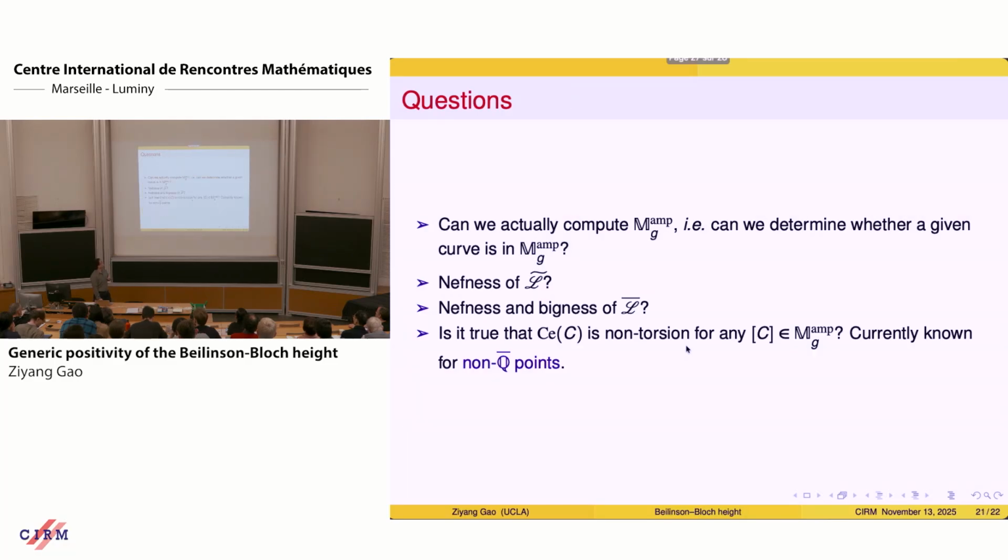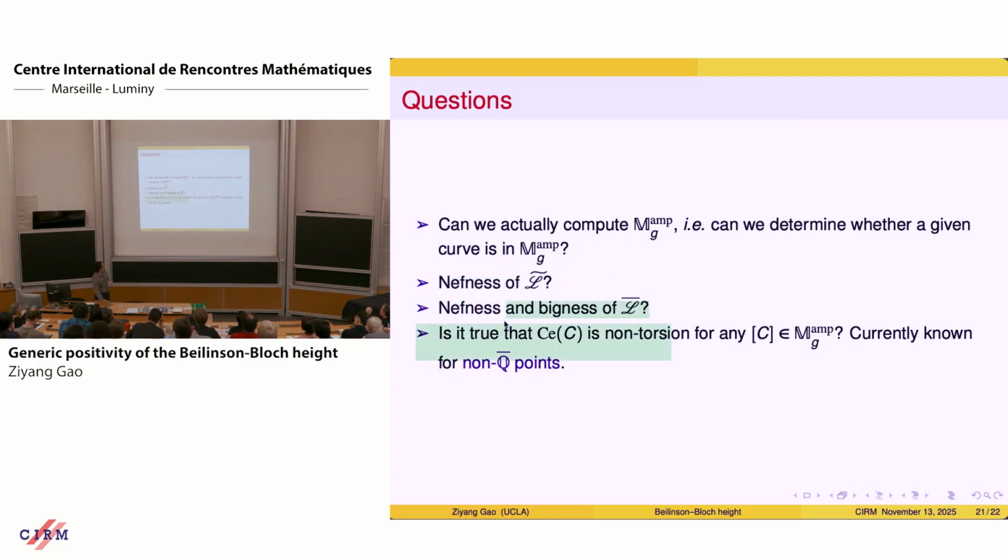And the open questions are, well, the first open question is, in my opinion, the most important one. Can we really determine this endpoint locus? Given any curve, can you really compute that? And then the nefness result. This nefness, I think it might be able to be done.